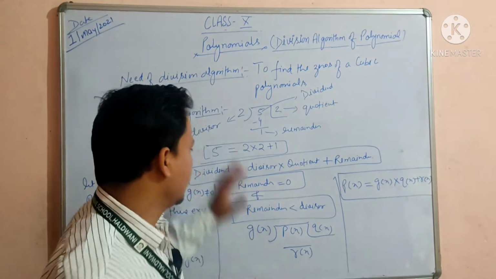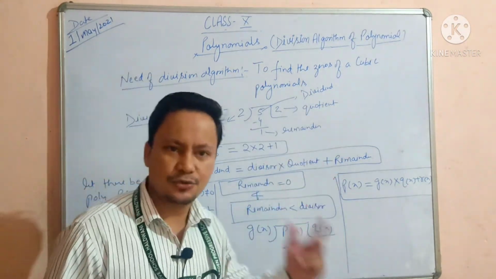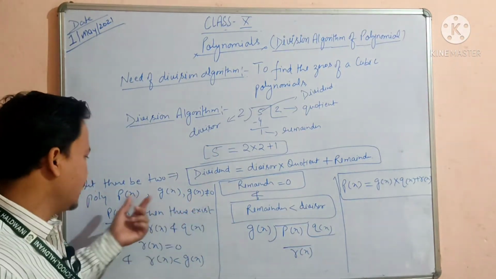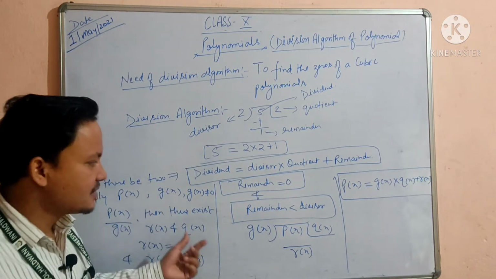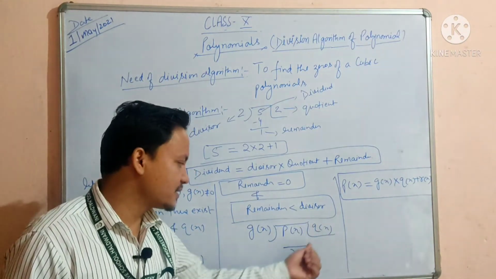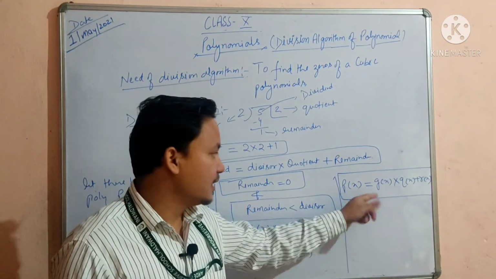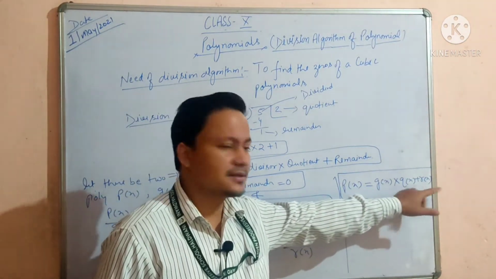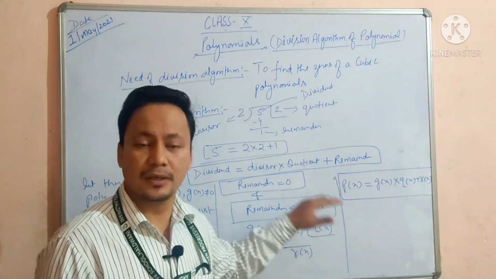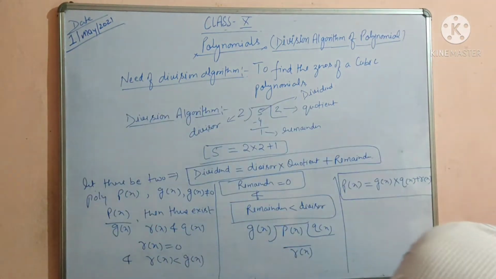So students, fine. Now we have discussed what the division algorithm of polynomials is. If we are given any two polynomials p(x) and g(x), where g(x) is not equal to 0, and we are dividing p(x) by g(x), then we get two other polynomials q(x) and r(x) in such a manner that p(x) can be expressed as g(x) multiplied by q(x) plus the remainder r(x). This is the division algorithm, and we are going to apply this information in finding the zeros of a cubic polynomial. So let us take one example.